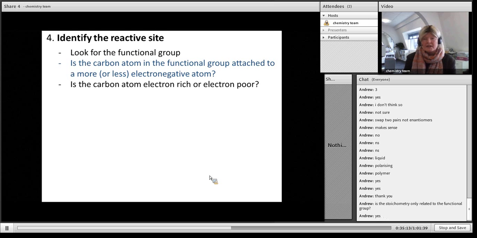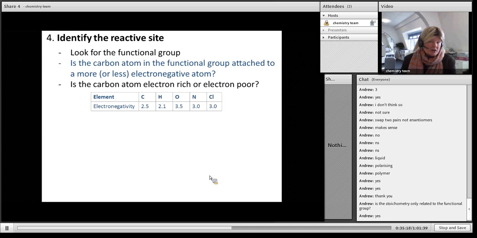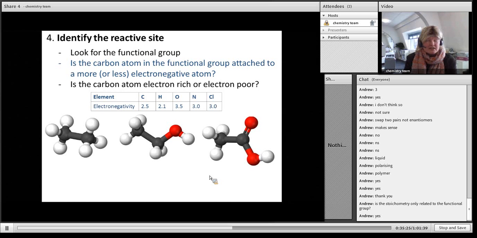Okay. Right. So as I say, we have to work out if the carbon atom is electron rich or electron poor. If it's been attracted to something more electronegative, then the electronegative atom is going to drag its electron density away. Here I've got three different types: an alkane, an alcohol, and a carboxylic acid. Now there's very little difference in electronegativity, 2.5, 2.1. Carbon's slightly more electron rich, but we basically always consider alkanes and alkenes as nonpolar.